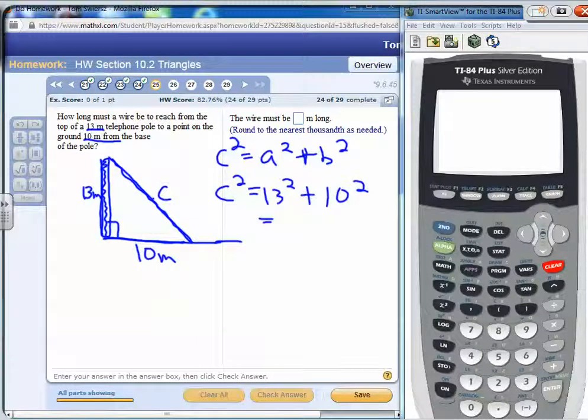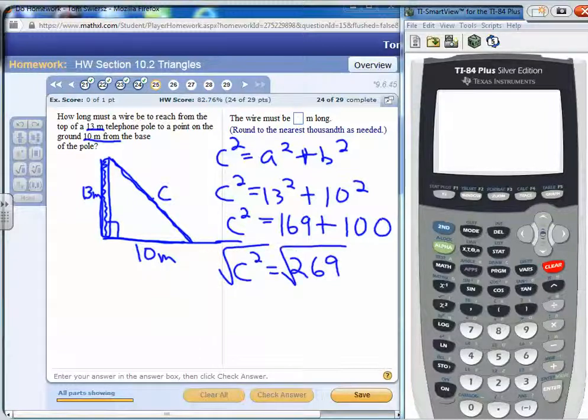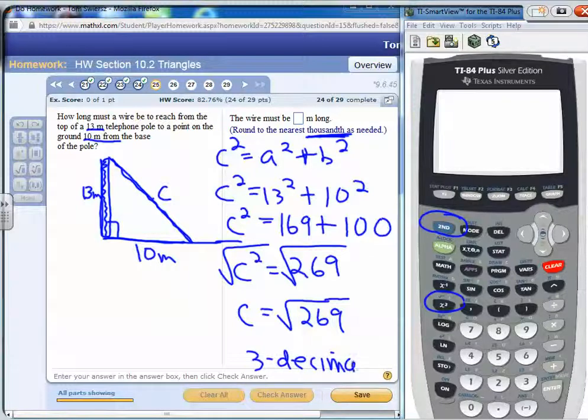I know 13 times 13 is 169. 10 squared is 100. So C squared equals 169 plus 100. Add those two together and we get 269. Take the square root of both sides, and C is equal to the square root of 269. I don't think that's a perfect square, so we're going to go second x squared, get the radical, put in 269, and then round to the nearest thousandth. Thousandth is 3 decimal places, okay?